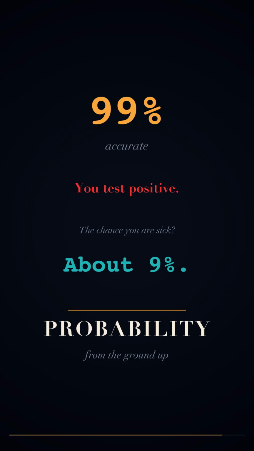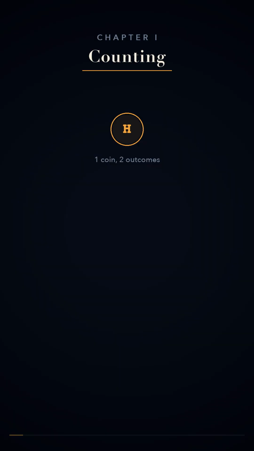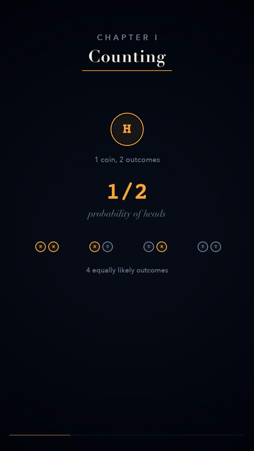A single coin, landing on a table. Probability begins with counting. One coin. Two sides. Flip it, and the chance of heads is 1 in 2. That is not a deep philosophical statement. It is an act of counting, one favorable outcome divided by two possible outcomes.